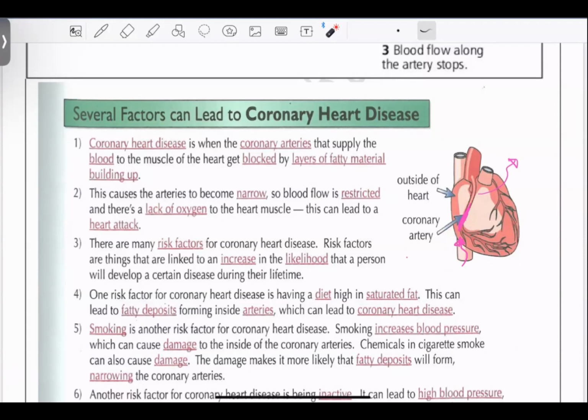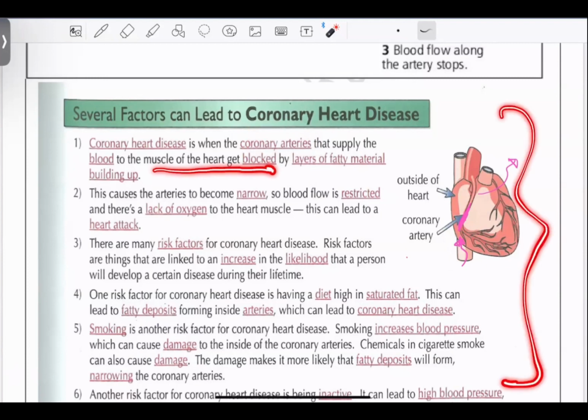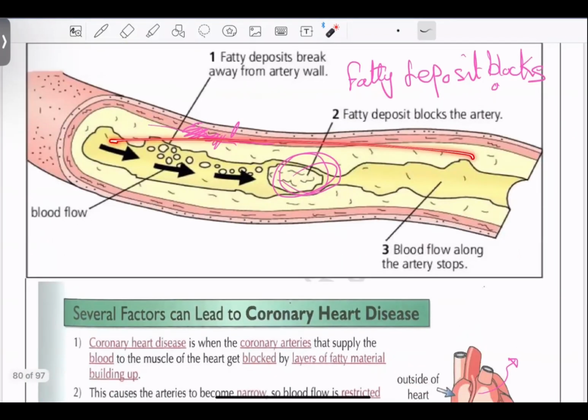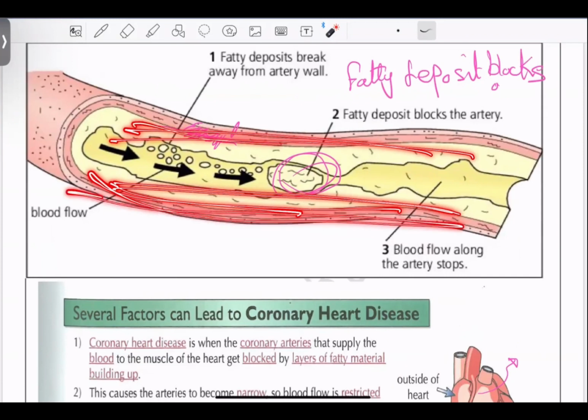So here, coronary heart disease is when the coronary arteries that supply the blood to the muscle of the heart get blocked. By the way, there is no new information here. All of this information we talked about before. Okay, so here it's going to be blocked by a layer of fatty materials. This fatty material is going to build up, forming a thickness at the wall of your artery.